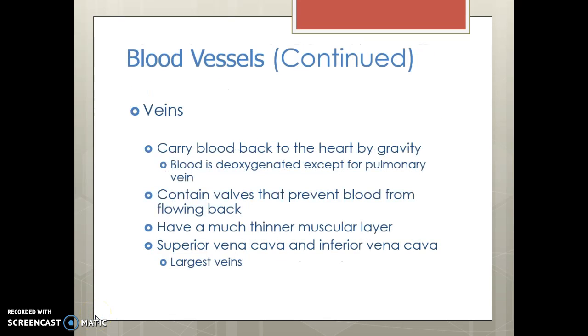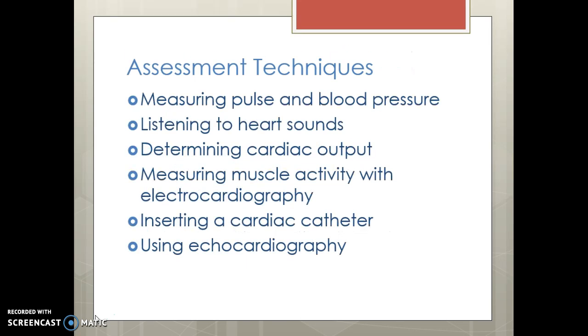All right, anyway, veins always carry blood back to the heart. They have the blue blood or the deoxygenated blood, except for the pulmonary vein, which brings the freshly oxygenated blood from the lungs back to the heart on the left side, because remember, veins always take blood back to the heart. Veins have a much thinner wall. They don't need the muscle because they don't need to pump the blood through the rest of the body. It's just a return route. The two veins that bring the blood into the heart are the superior vena cava and the inferior vena cava. Those are the largest veins in the body.